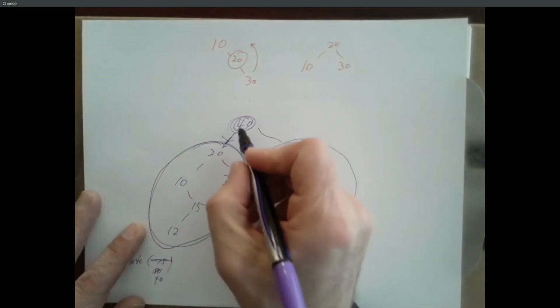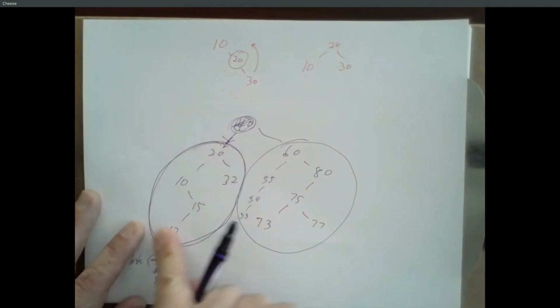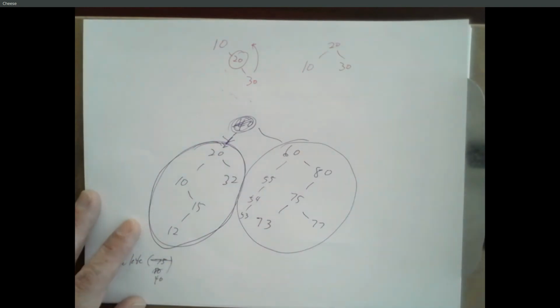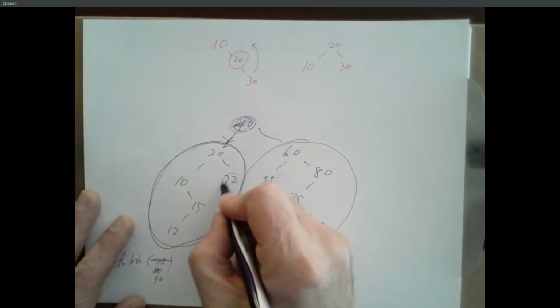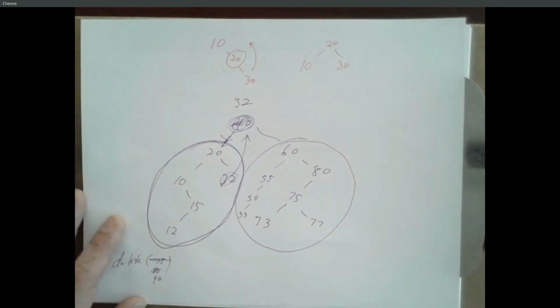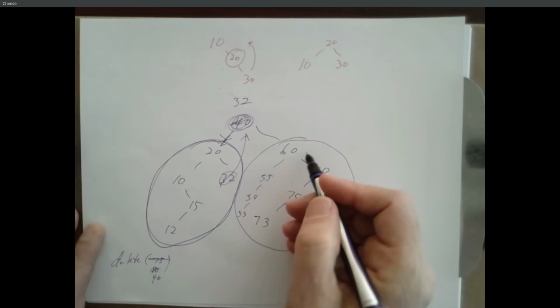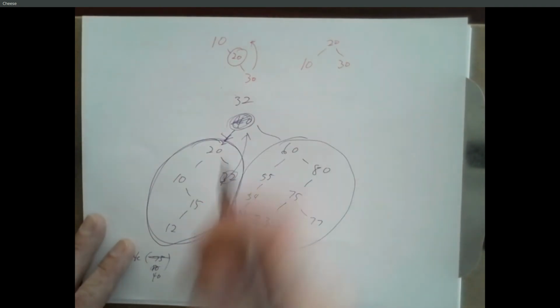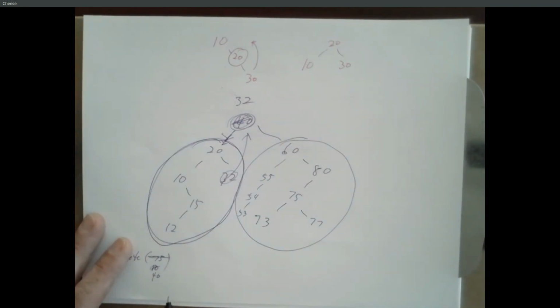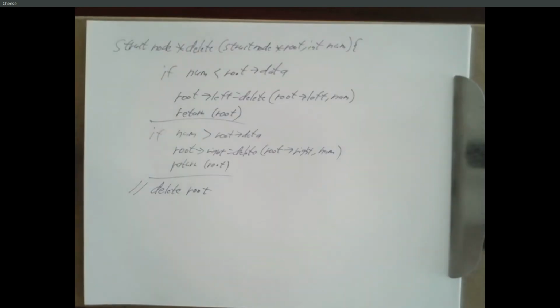Because whatever we put up here has to have the characteristic that everything over here is smaller, everything over here is greater. So if we pick the largest number from here and we move that to the root, we should have a good binary search tree. Equivalently, we could pick the smallest number from the right subtree and move that up to the root. Okay, there's some details.